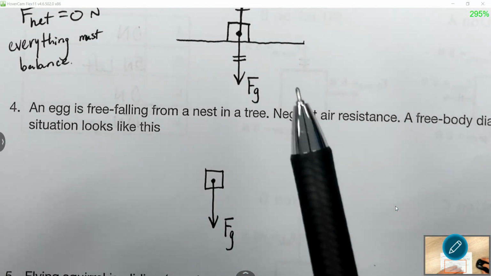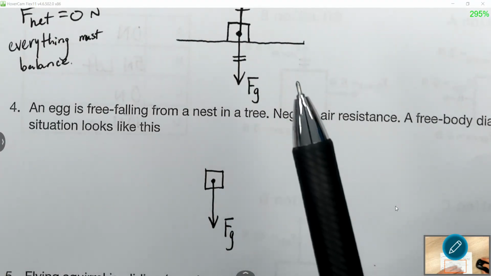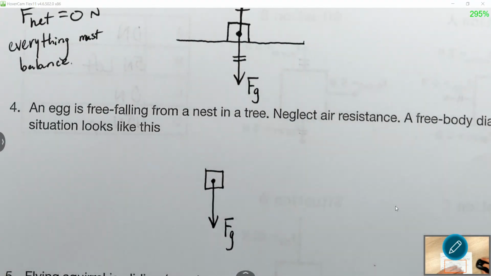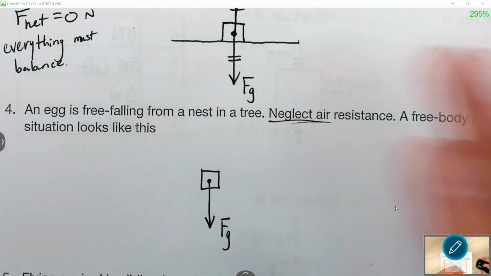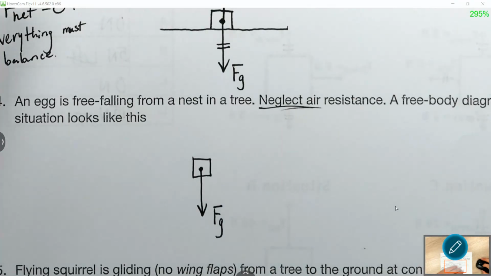Now, air resistance is a type of friction in the air which would go opposite the direction of motion, but guess what? They said neglect it. Pretend like it's not there. So guess what? This one, done. All right, when they say neglect something, we're not including it as a possibility.